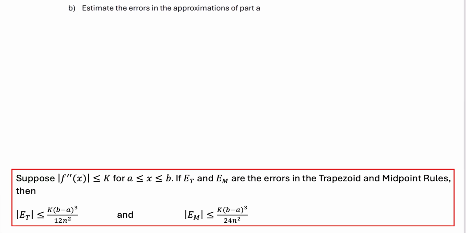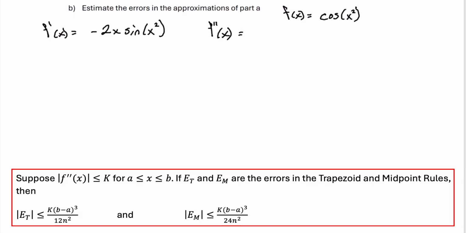Next, we'll estimate the errors in the approximations from part A. In order to find those errors, we need the second derivative. So let's first remind ourselves f is cosine of x squared. Then f prime would be negative 2x sine of x squared. And then the second derivative, here we need the product rule.